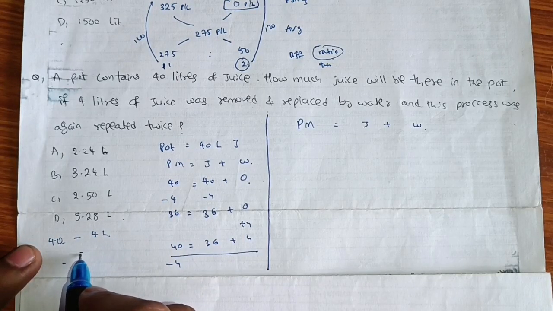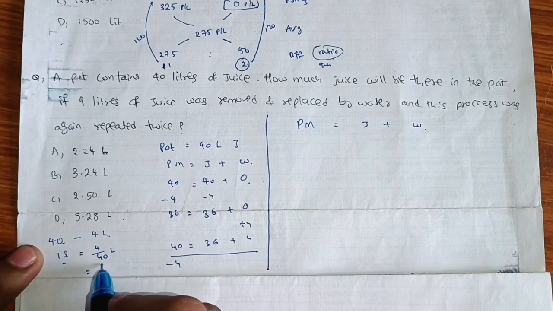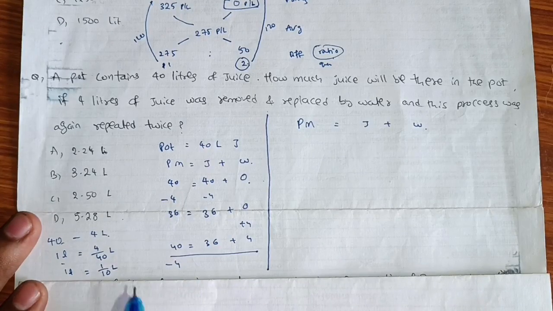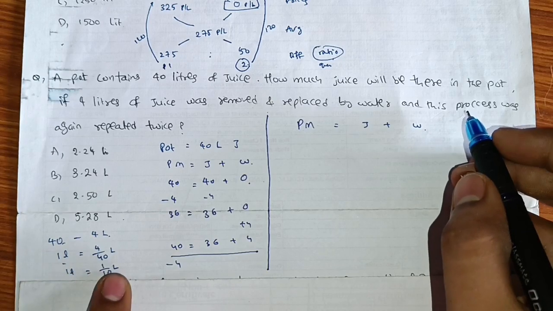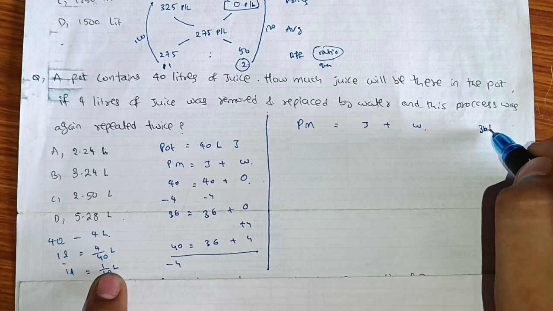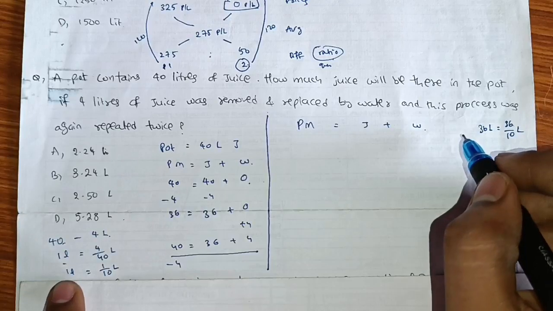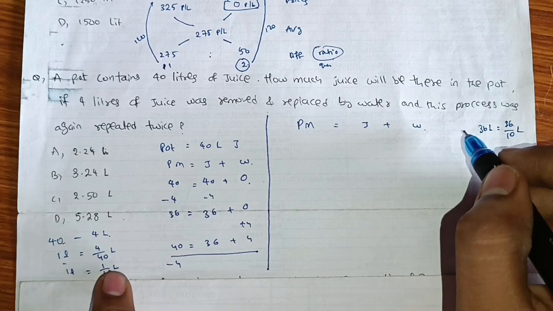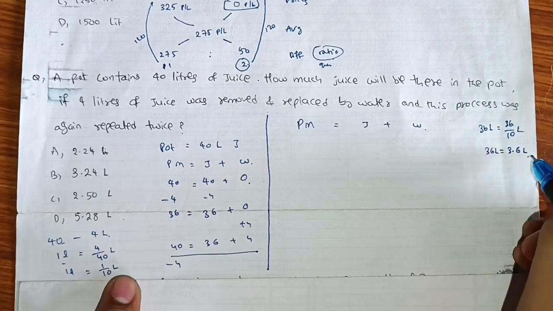So now for 1 liter, 4 by 40 liters is removed, which is nothing but 1 by 10 liters for 1 liter of the mixture. So for 36 liters, 36 by 10 liters is going to be removed, multiplying both sides by 36. So for 36 liters, 3.6 liters is removed.